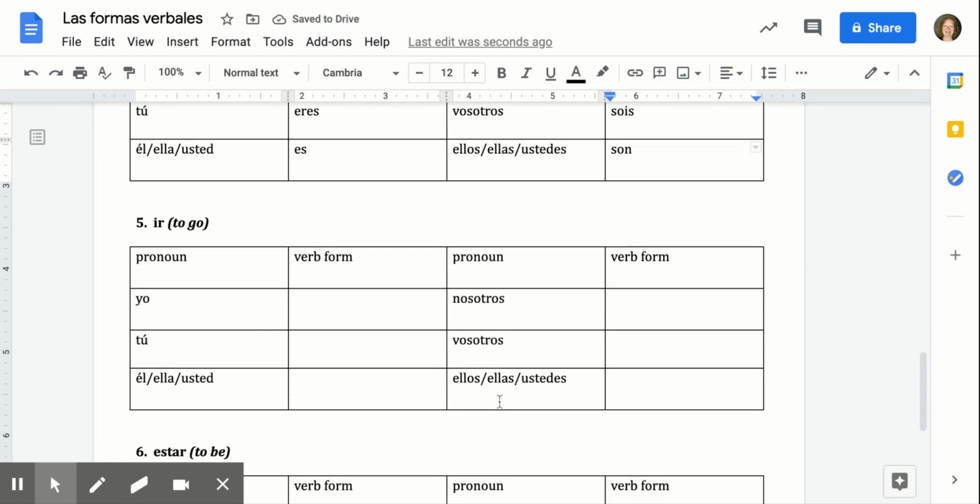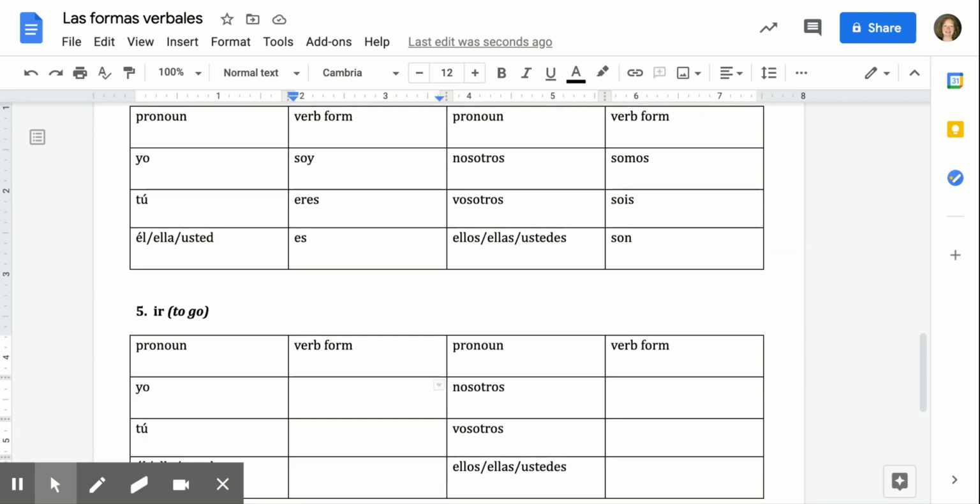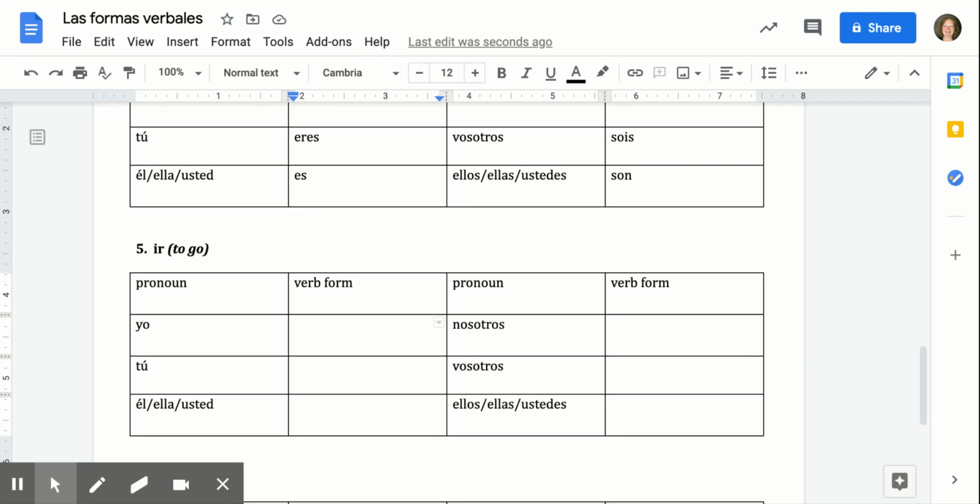Now, ir is one of our new verbs this unit, like ir al cine, go to the movies, and you will notice that it sort of patterns with ser. It doesn't quite do the same thing. But it does something similar. So the yo form is voy, the tú form is vas, the he, she form is va, the we form is vamos, the vosotros is vais, and the ellos, ustedes, they form is van.